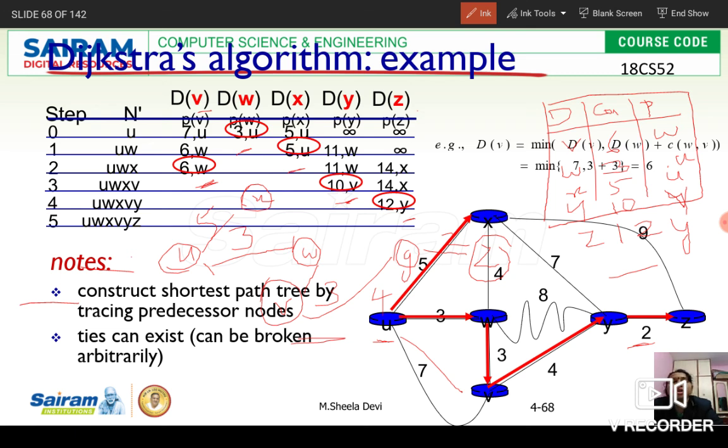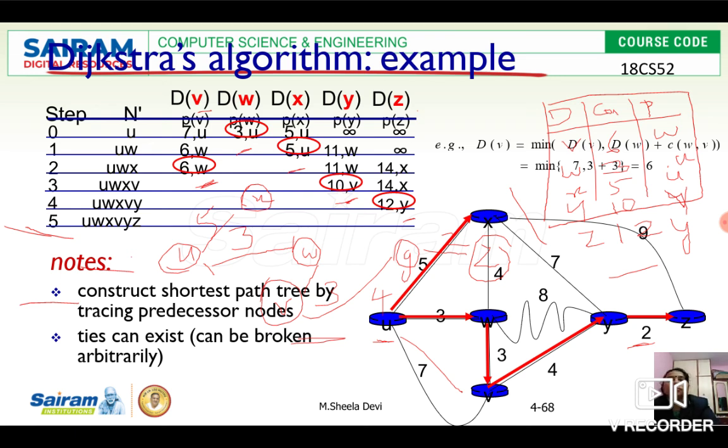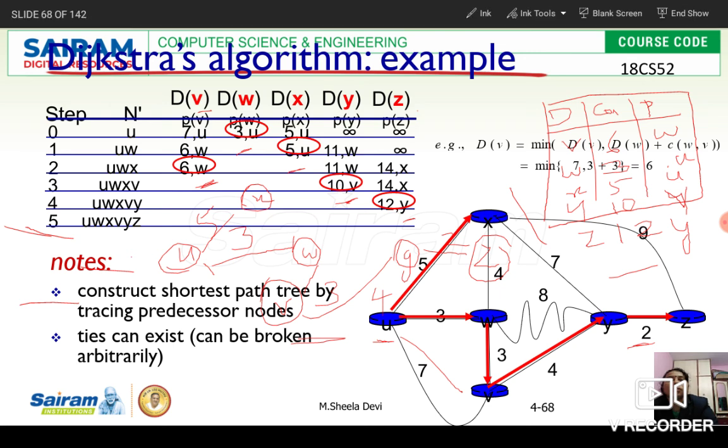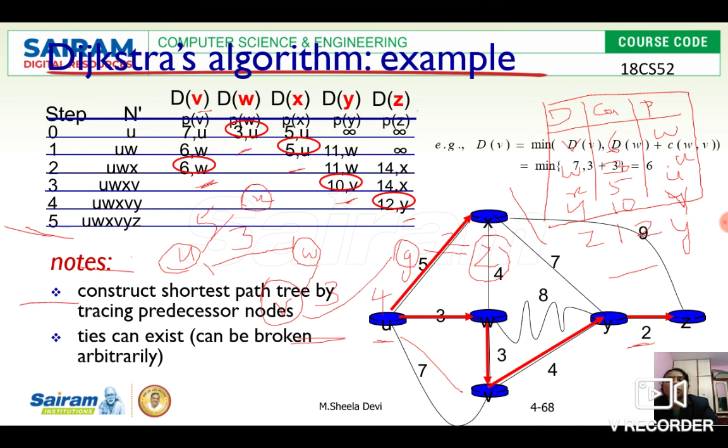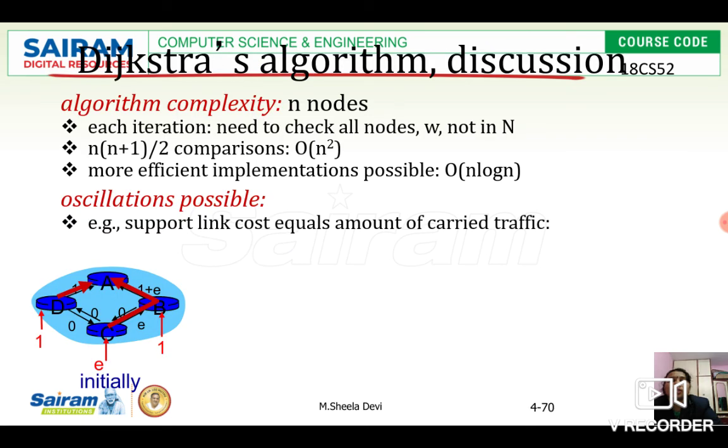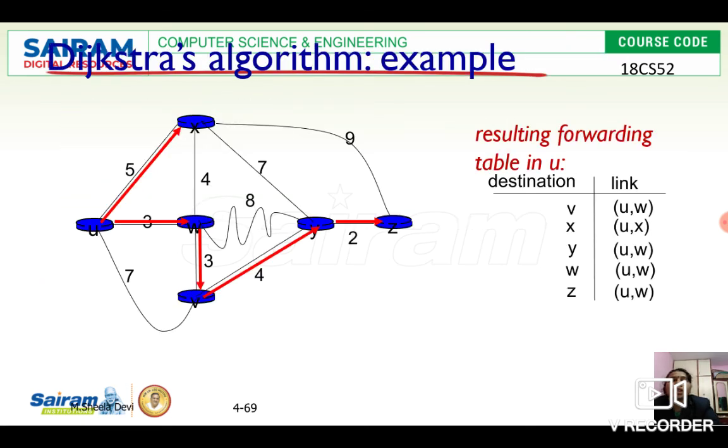If this question is asked, you have to first calculate this table, doing step by step iteration. Then with the help of this iteration, we have to calculate the routing table. With the help of this, you can draw the shortest path tree. Whatever I have drawn, the same thing is there. So this is how Dijkstra's algorithm works.